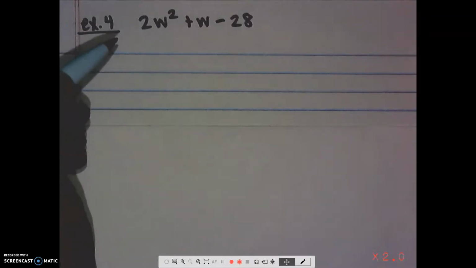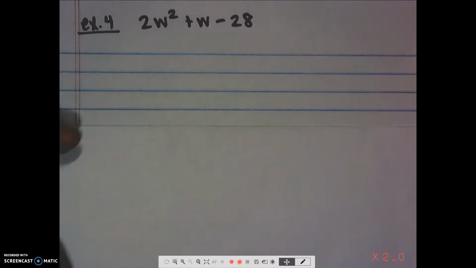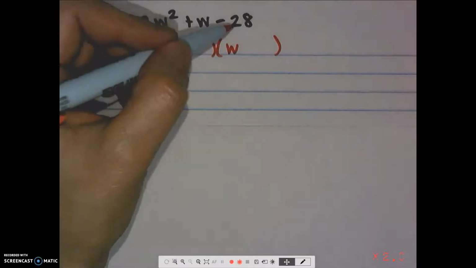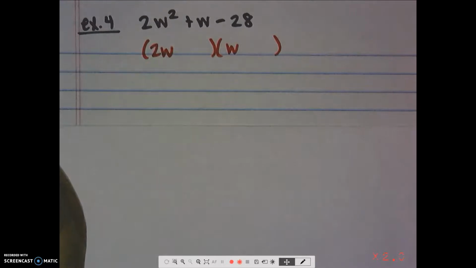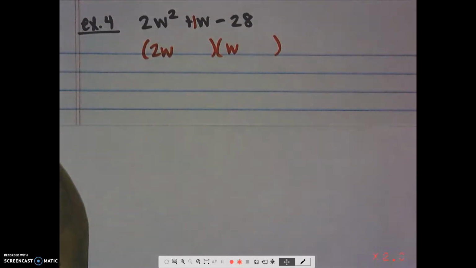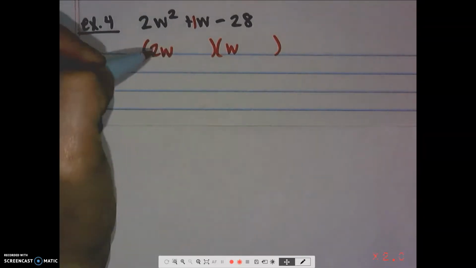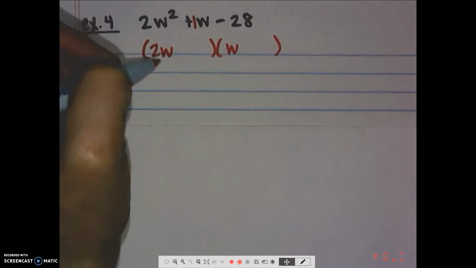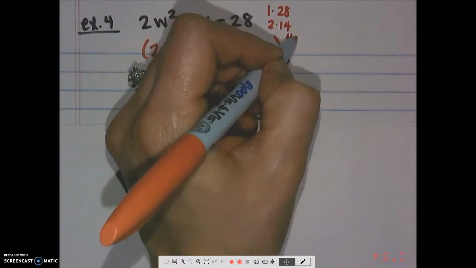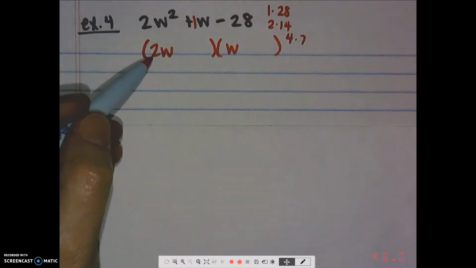All right, next question, 2w squared plus w minus 28. So the only way to get that 2w squared is to have 2w and w. Factors of 28, we got lots of them. We got 1 and 28, 2 and 14, 4 and 7 are the ones to use. Okay, so we know that we're trying to get a 1 here. That means that if I'm thinking of those different factors, at some point I'm going to have to multiply something by 2. So I have 1 times 28, 2 times 14, or 4 times 7.